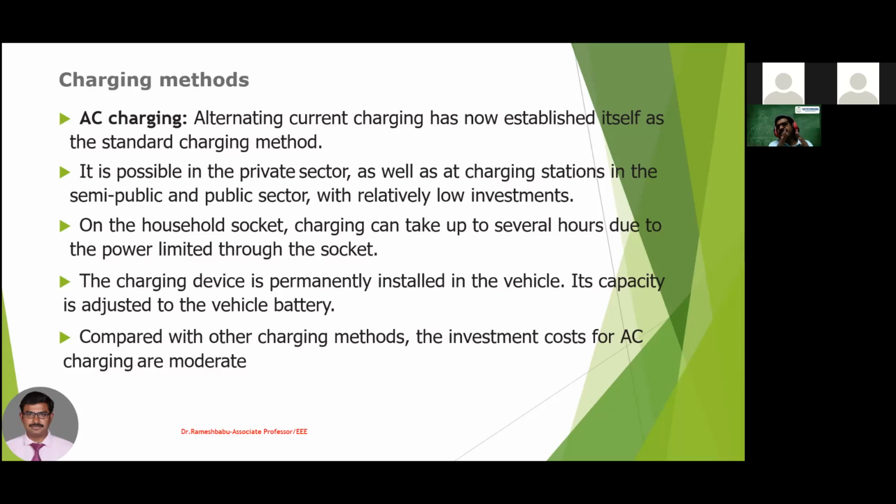So in AC charging, what will we be doing? They plug directly into the EB supply, and AC is connected to our system. The AC is converted into DC, and it charges the battery. So the onboard charger, which is available in the vehicle, we give AC directly, and the AC is converted into DC to charge the battery. That is nothing but the onboard charger. This is AC charging. But AC charging takes more time to charge the vehicle.